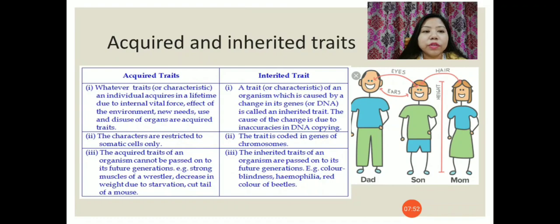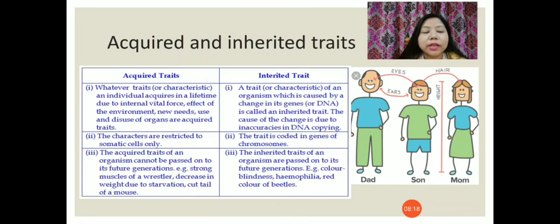The cause of the change is due to inaccuracies in DNA copying. In the previous chapter we had already discussed that there are inaccuracies or errors in the DNA copying, and due to that, variation arises. So those characteristics or traits, when passed on to the offspring, are called inherited traits.